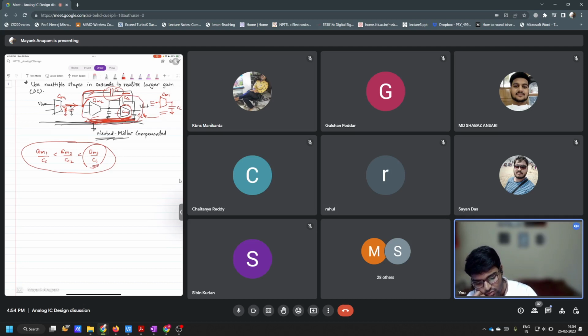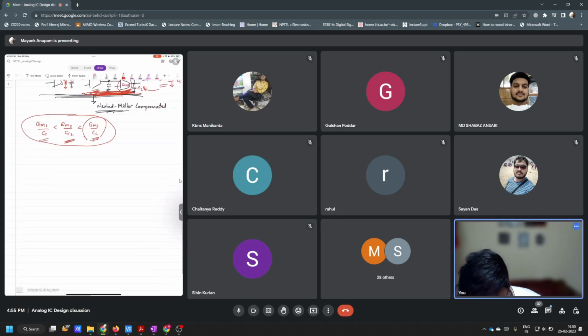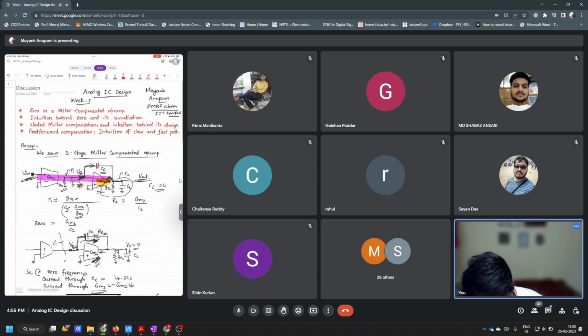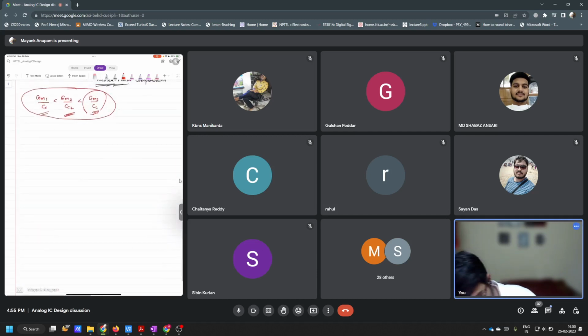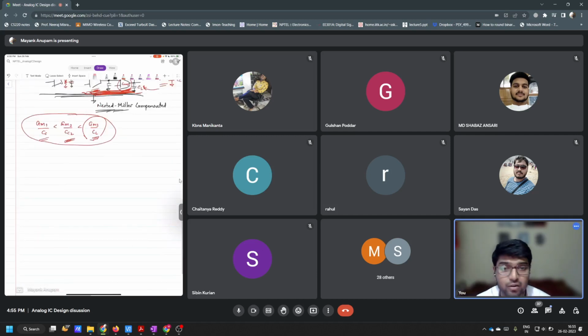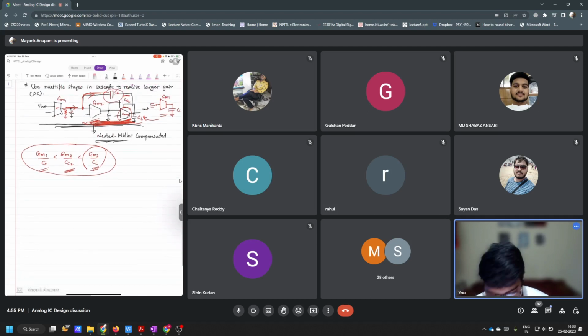Now less than this has to be the unity gain frequency of this bigger op amp, right? And what is the unity gain frequency of this bigger op amp? It is simply GM2 by CC2. And this has to ultimately be bigger than the unity gain frequency of the subsequently larger op amp. Okay, fine. So that is clear. Now let's talk quickly about what is feed-forward compensation. So this is clear, right, for everyone? Yes, sir.